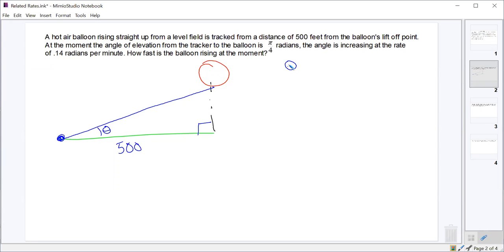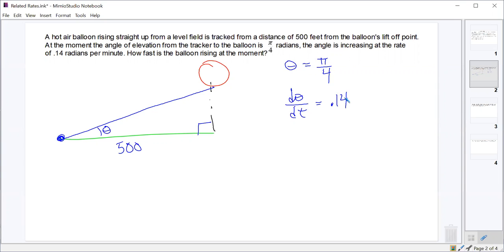And the theta value that we're interested in, we can write off to the side: theta equals pi over 4. And we're also given a value for how theta is changing, d theta dt. And d theta dt is increasing, so that rate of change should be positive, 0.14 radians per minute. So far, good? With our nice little picture here? It's quite nice. Okay.